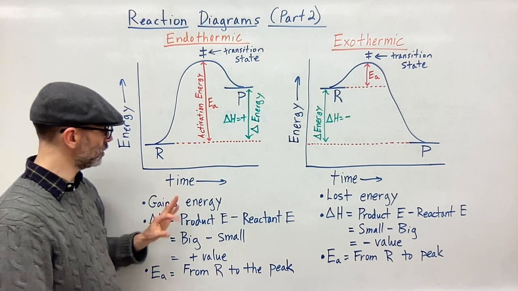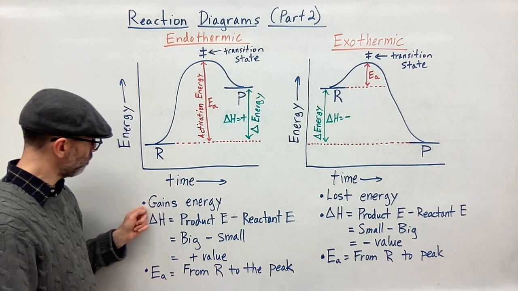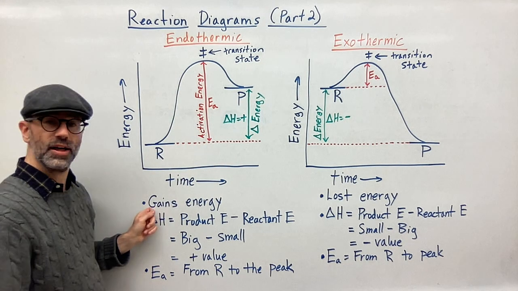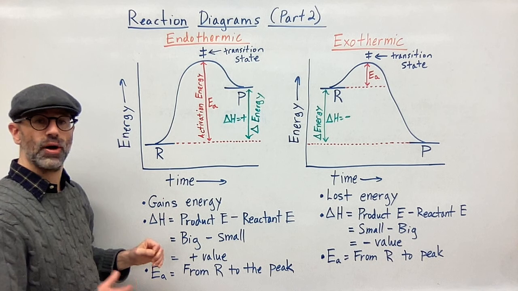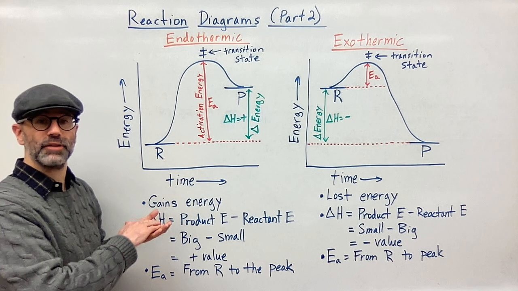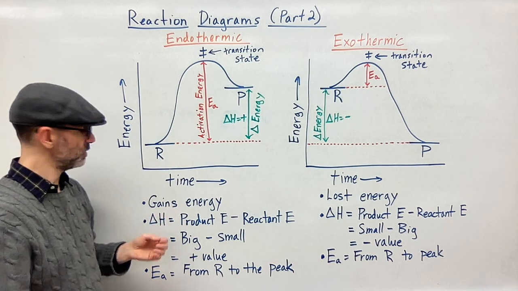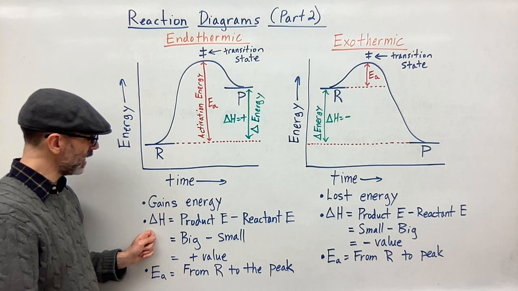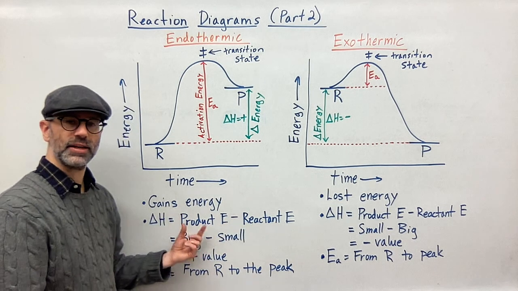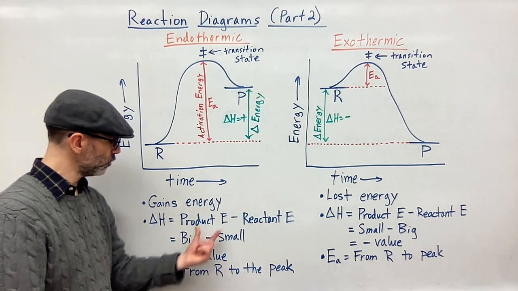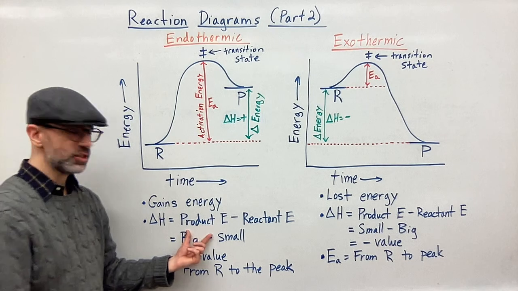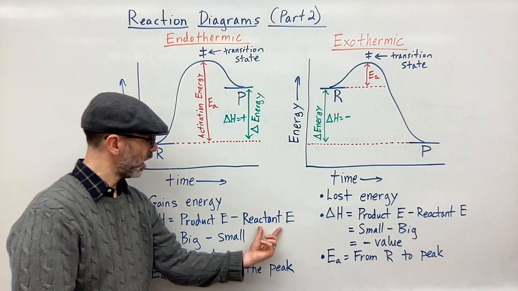If I was to recap or summarize, number one, the endothermic reaction is where energy is gained by the system. When you go from reactants to products, products end up having more energy than reactants. Your delta H is calculated by the energy of the products minus the reactants. Another way you can think about it is final minus initial, the final state minus the initial state. So we have our product energy minus the reactant energy.